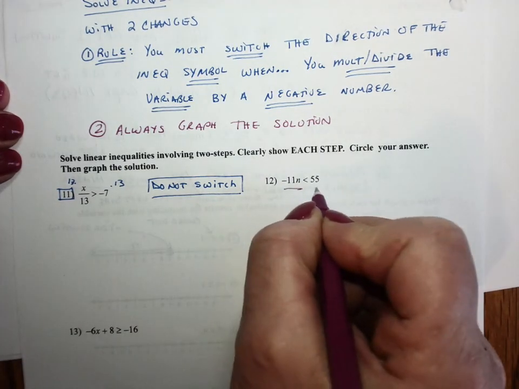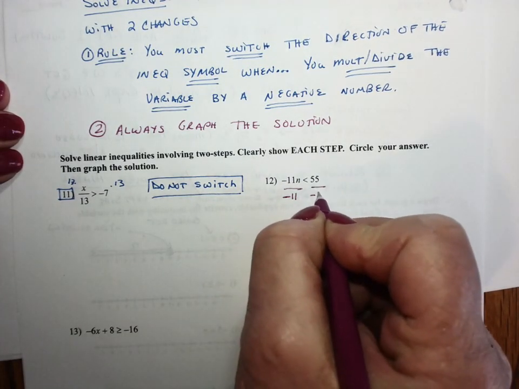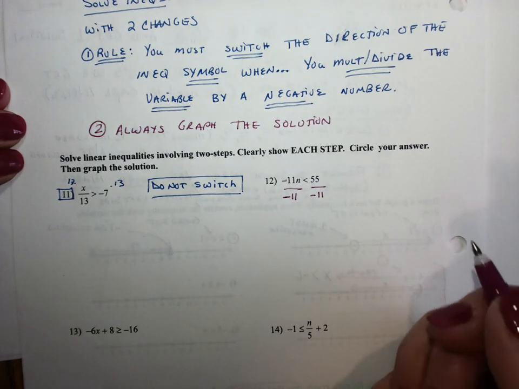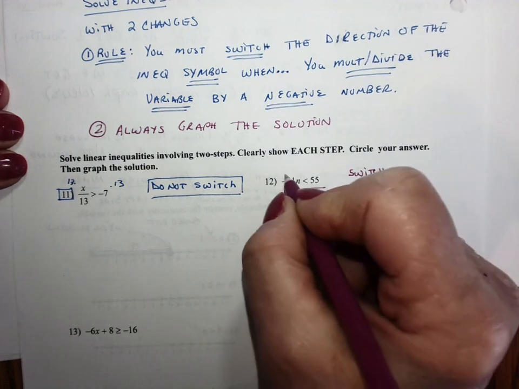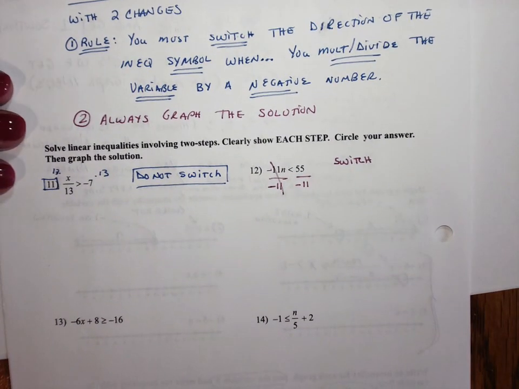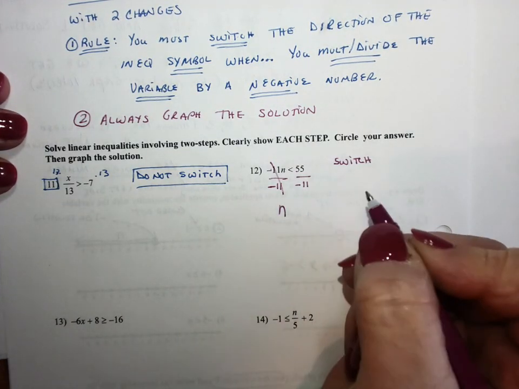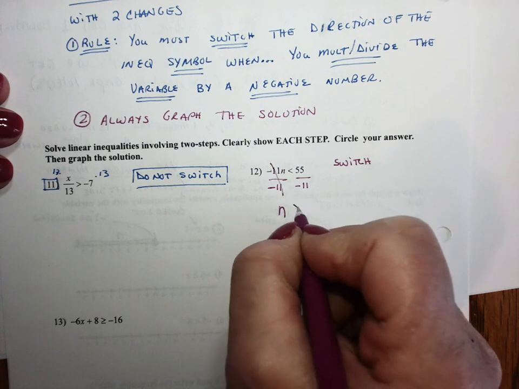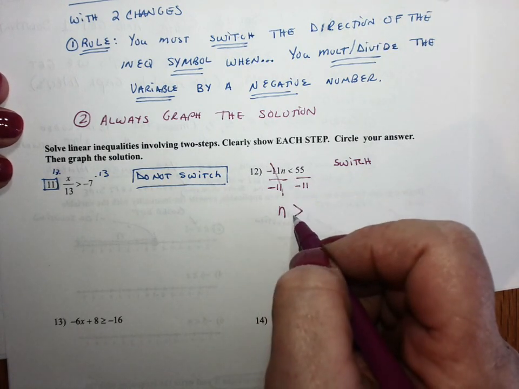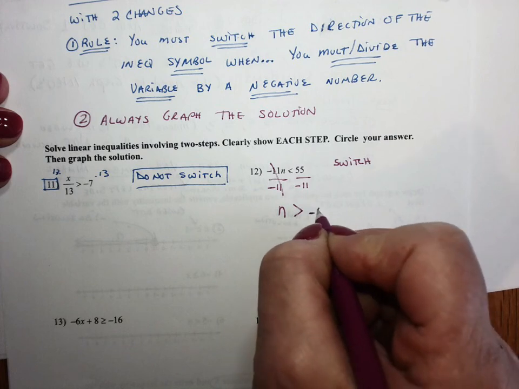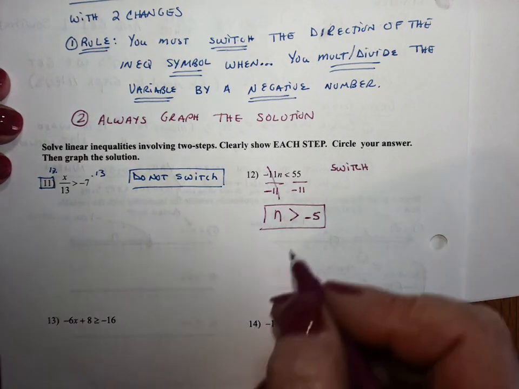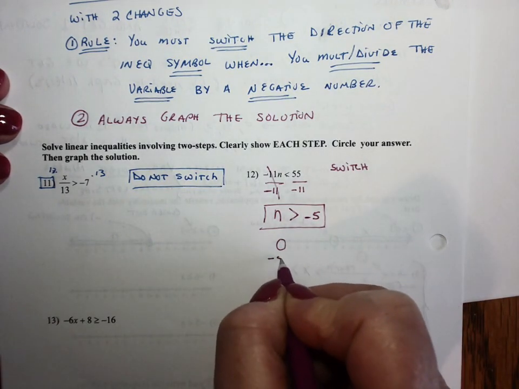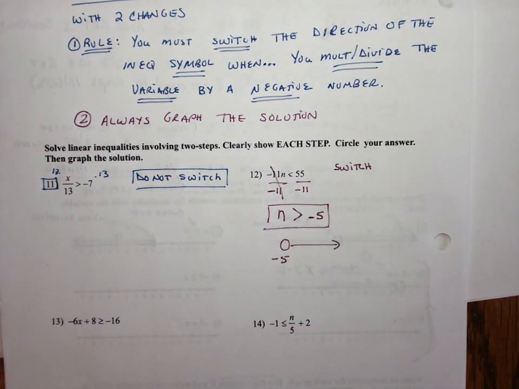Here, we divide the variable by -11. So here, we switch. We divide. So we're going to get n was less than, now it's greater than, okay, -5. And we graph it, so it's an open dot at -5, goes in that direction. Okay.